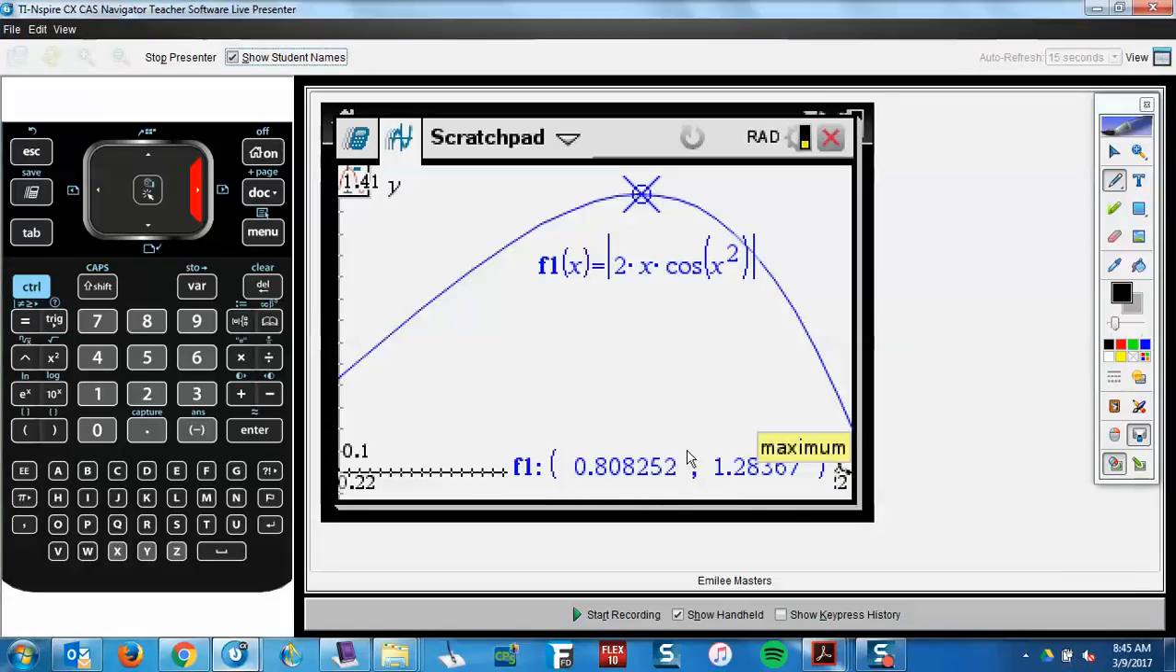1.28. Is that 367? Is that what that is? No. If you put 1.28367, you're going to get it wrong. No, it's not f of this, it's f prime. Would you put that 8.808252 back into the code?